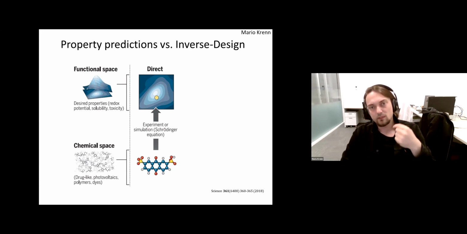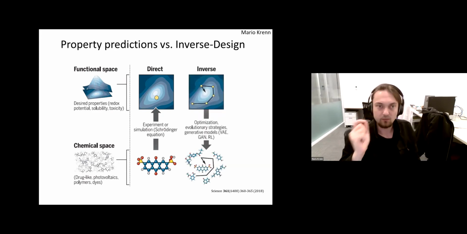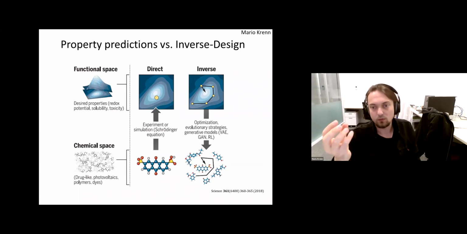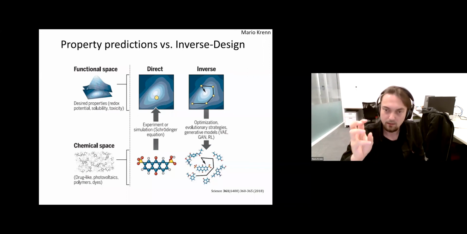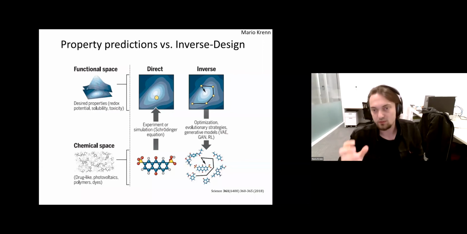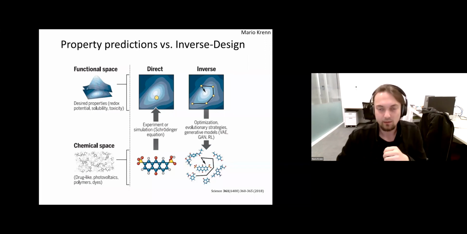But inverse design is kind of the opposite way. You're given a certain property, and you want to find the structure that corresponds to this property. And this question is tackled with a lot of different methods, for instance, evolutionary strategies, but also deep learning methods like the variational autoencoder that was pioneered by our session chair.